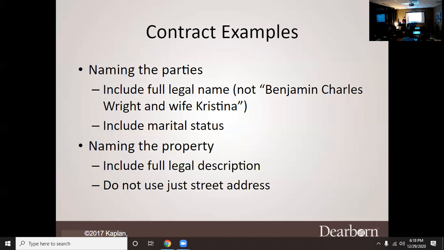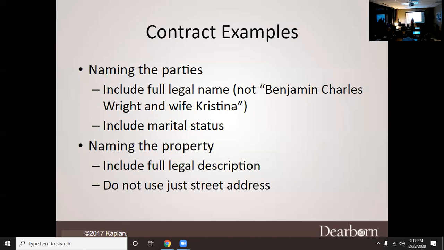Because a lot of people, they will just fill in the address and send it over. And when you put the address, all that you're basically stating is that you get to buy my mailbox for $300,000. Okay? You need to have the full legal description because it's going to tell you what areas you're buying.